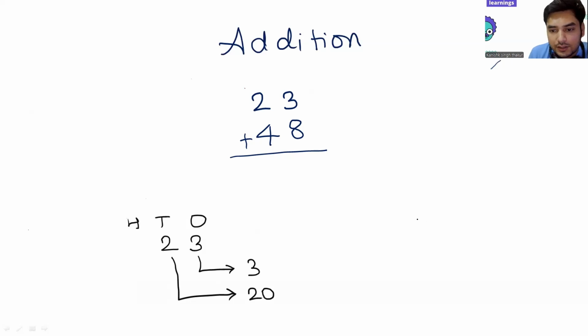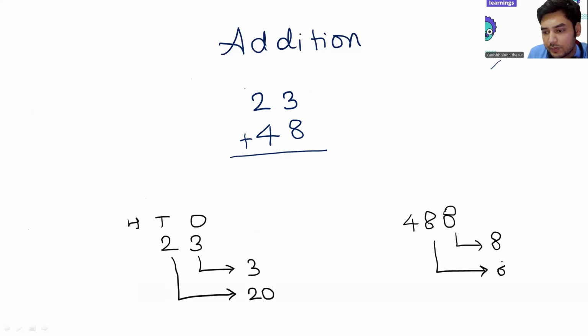Okay. Got it? Now, suppose I have, say, 488. So this 8 is written in the ones place, so it would be 8 only. This 8 is written in the tens place, so it would be 80. And if it is written in the hundreds place, it would be 400, right? 488. So this is what it is.